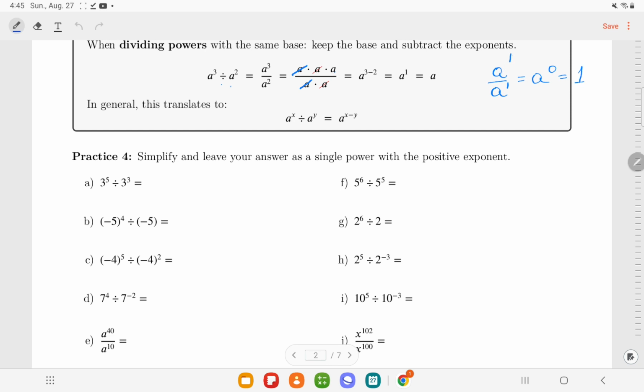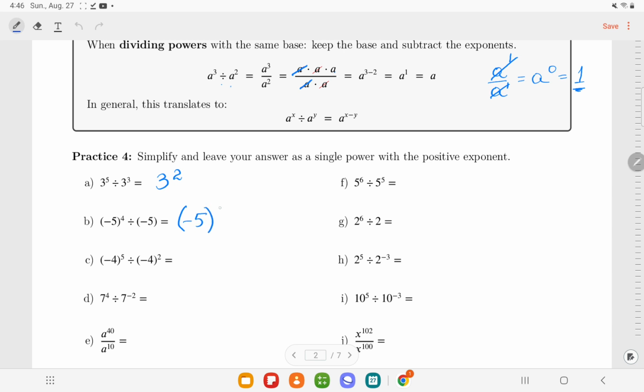So when we have a divided by a, x divided by x, or 5 divided by 5, we can cross them out because this gives us 1. Let's do a few examples. 3 to exponent 5 divided by 3 to exponent 3 is keep the base, 3, subtract the exponents, 5 minus 3, 2. In B, we have base, negative 5.